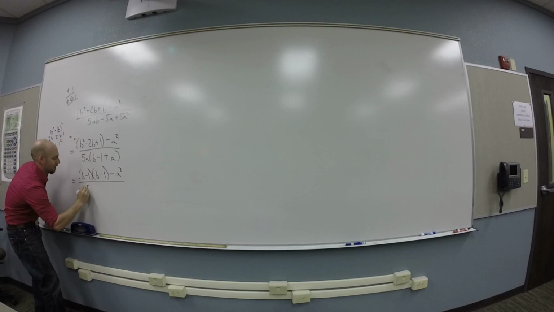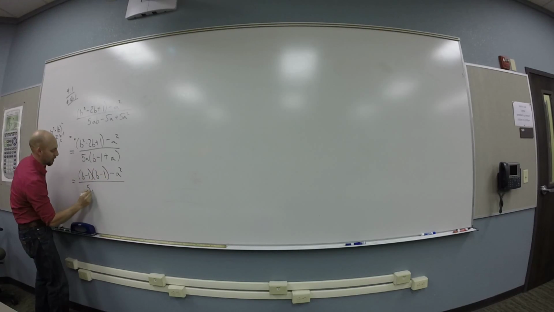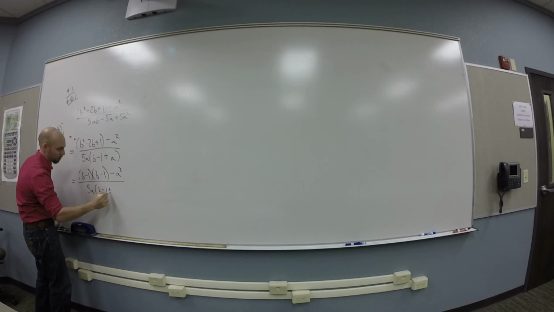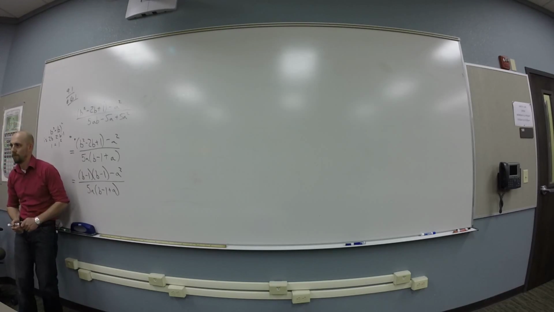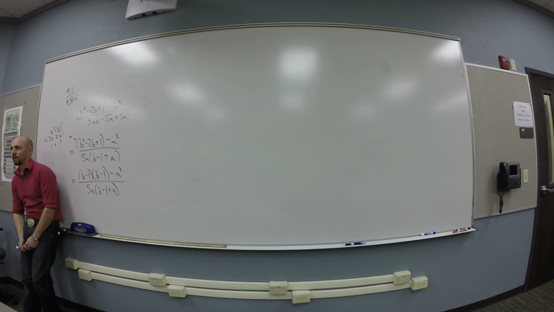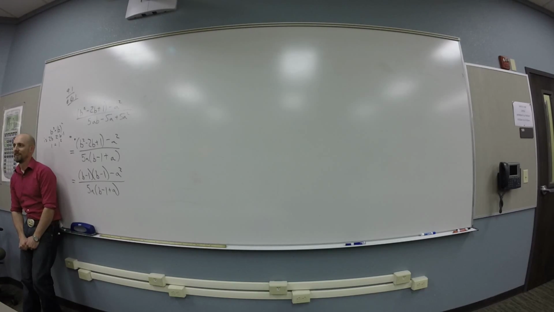So now I'm here. I've got b minus 1 times b minus 1 minus a squared on top. And on the bottom, I've got 5a times b minus 1 plus a. Now what do you do? Distribute that A into the top? That's going to be tough. It's not multiplied, so you can't pull it in.